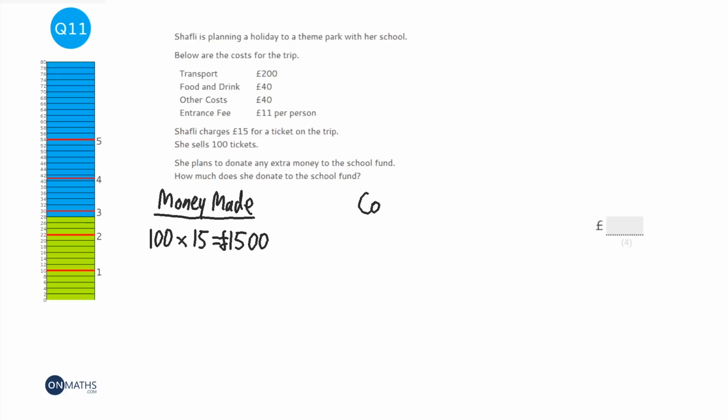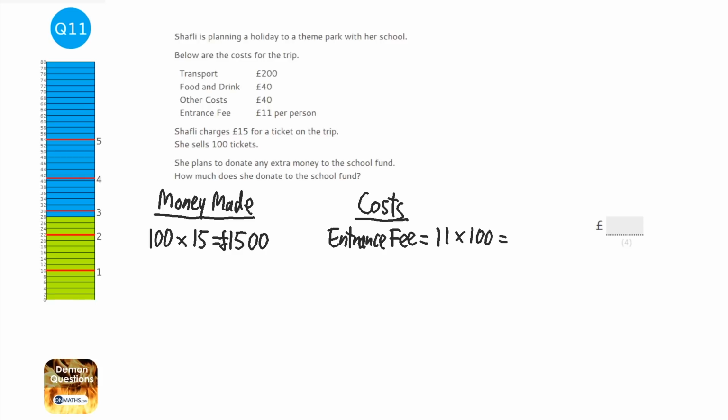Now the costs are a little bit more complicated to work out. So the entrance fee is going to be £11 per person. So we do 11 times 15, oh, not 15, 11 times 100 because she sells 100 tickets, which is 11 with 2 zeros. All the other costs are just one-off costs. So that's the total cost.